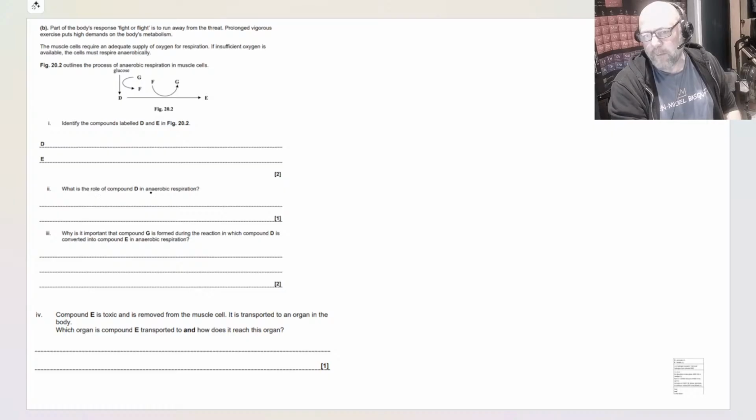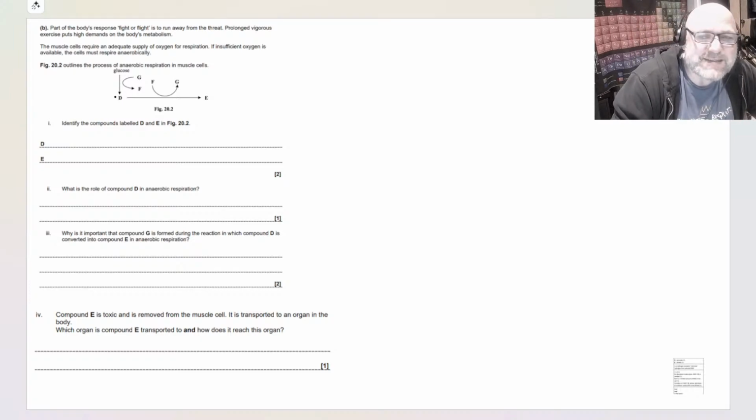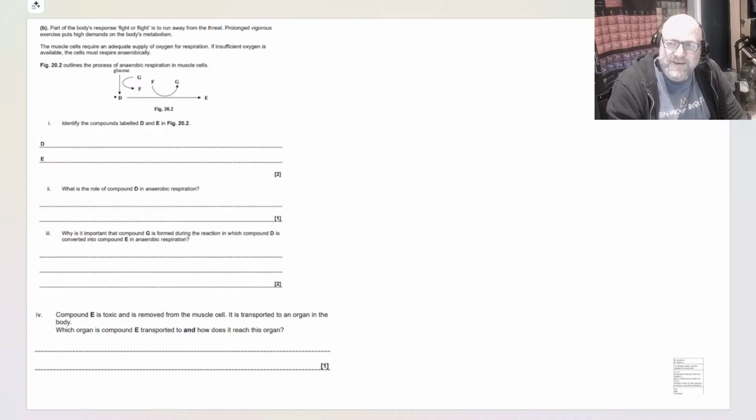What is the role of compound D in anaerobic respiration? Jeez. Depends what compound D is. If D is the triose, I've got the answers luckily. I'm going to put them up in a sec. If D is the triose phosphate, then what is the role of D? Well, I wonder. D gets turned into pyruvate, and it's stripped of its phosphate.